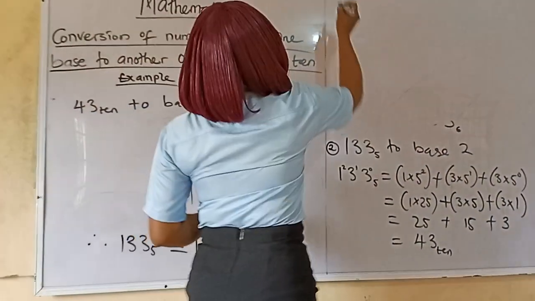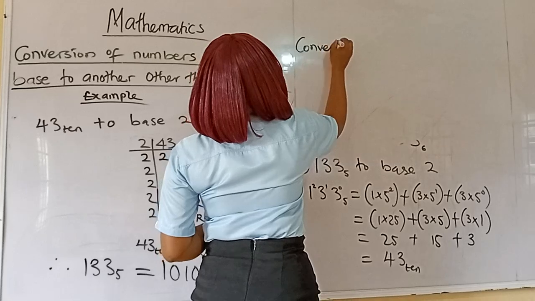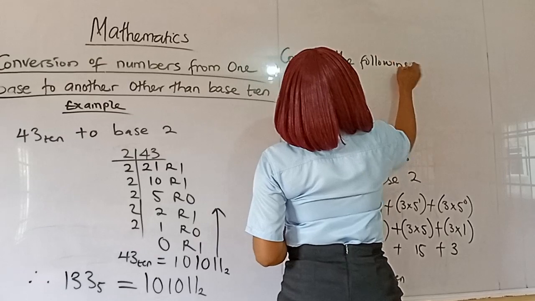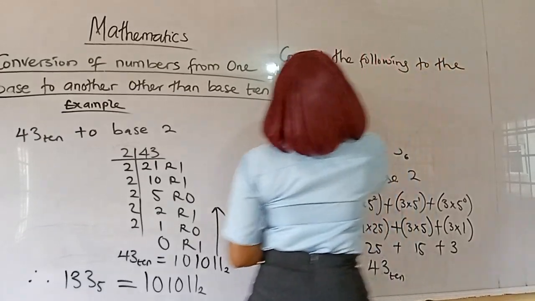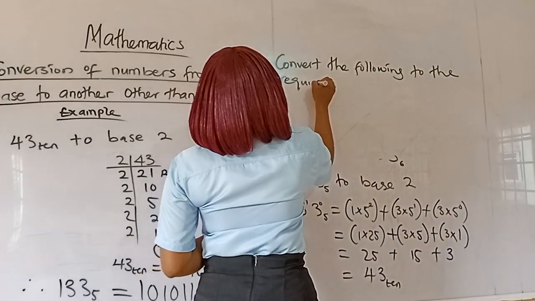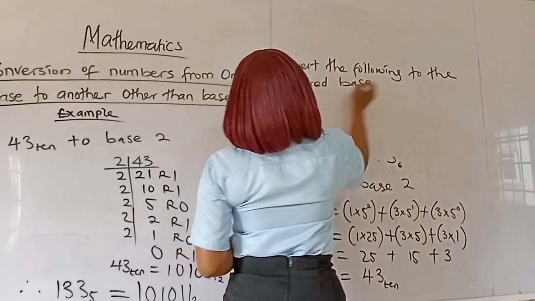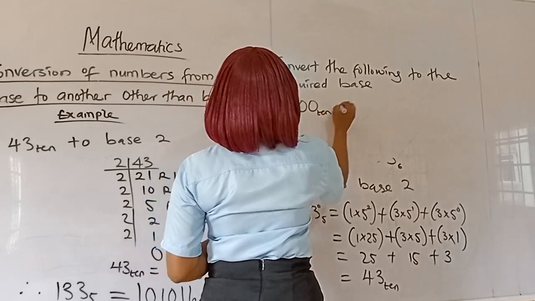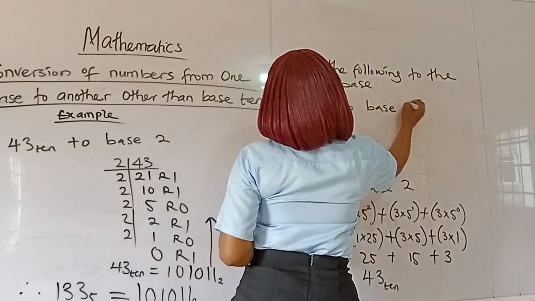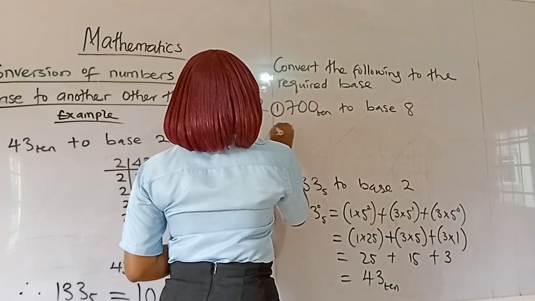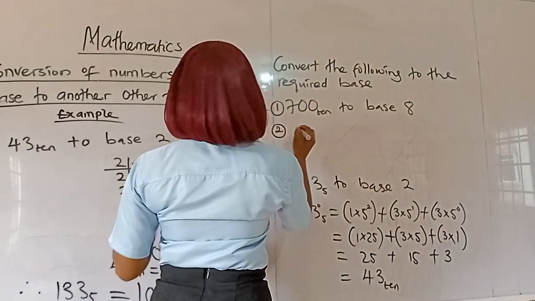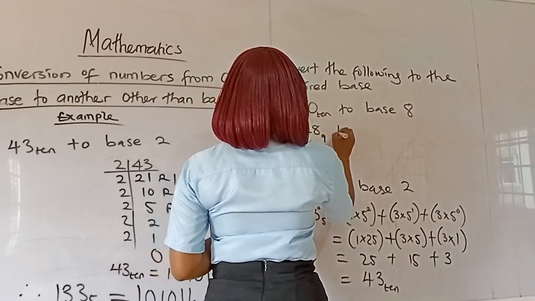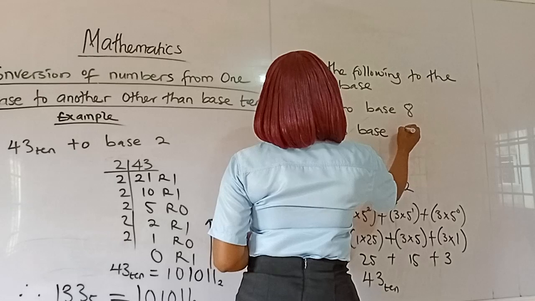The question: convert the following to the required base. Number 1, try 700 base 10 to base 8. Number 2, try to convert from base 9 to base 5.